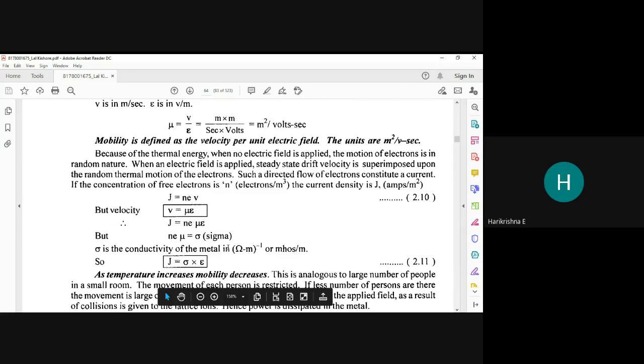So these are the five parameters we discussed just now: drift velocity, mobility, electric field intensity, current density, conductivity. You can find a good number of problems either in Salivahanan's book or in Millman-Halkias's book based on these formulas.